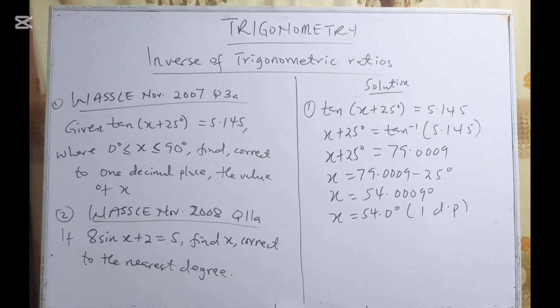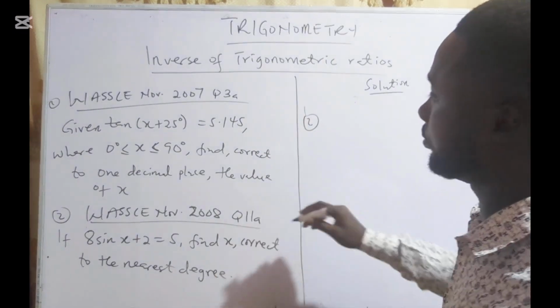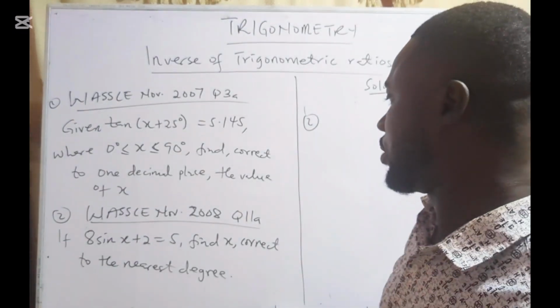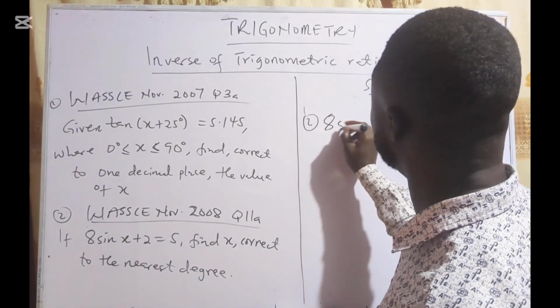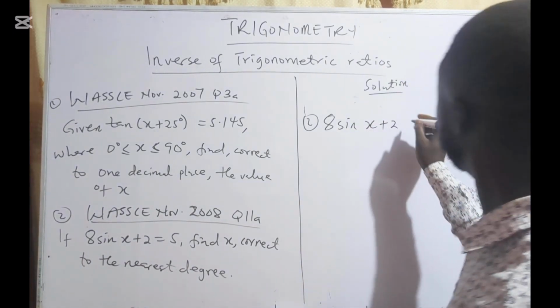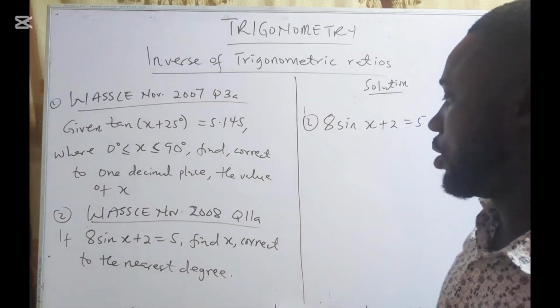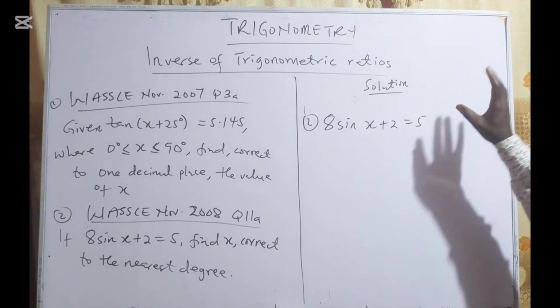Alright, let's go to the second question. Number 2. November 2008, question 11a. If 8 sine x plus 2 equal to 5, find x correct to the nearest whole number. So you are finding x to the nearest whole number. 8 sine x plus 2 equal to 5.